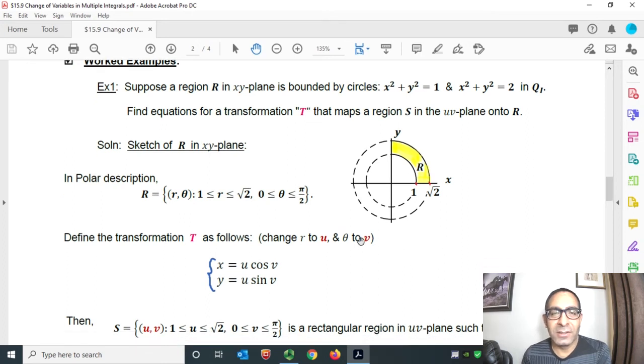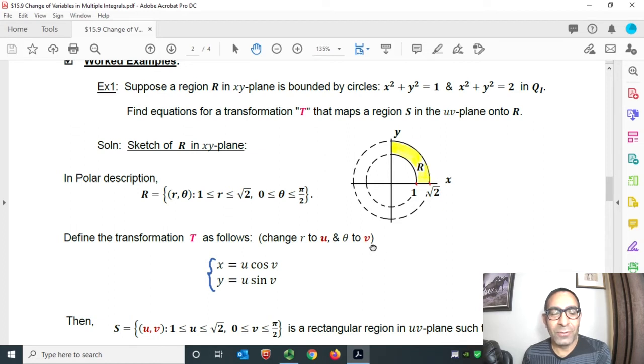First, let's sketch the region R in the xy plane. So here, this is a unit circle. This is the circle of radius radical 2. Since the region R lies in the first quadrant, this shaded part is the region given to us. So now it's an annular region, so in polar description, R equals the set of all ordered pairs (r, theta), where r lies between 1 and radical 2 and theta between 0 and pi half. So this description is simply this shaded region. I hope this makes sense to you all.